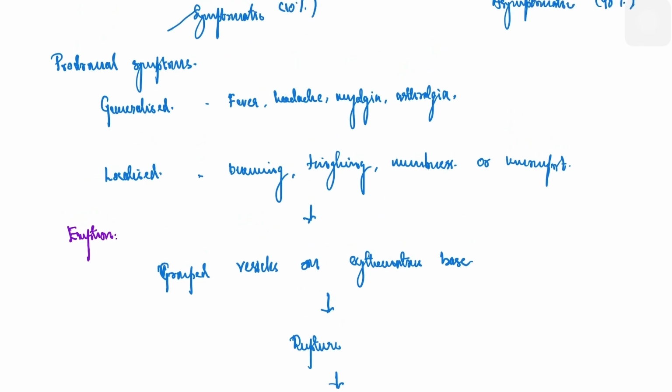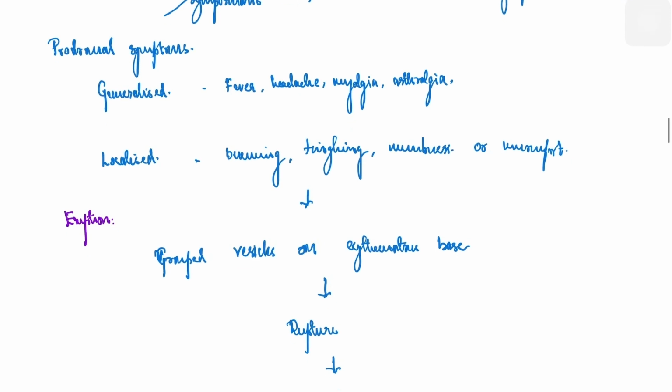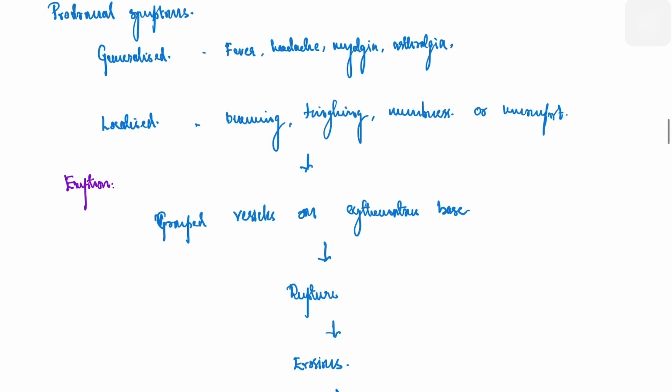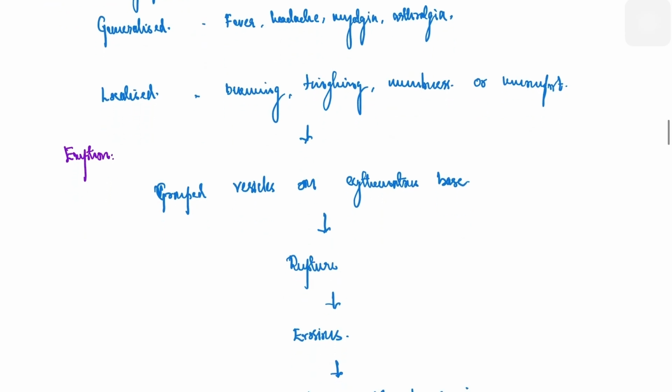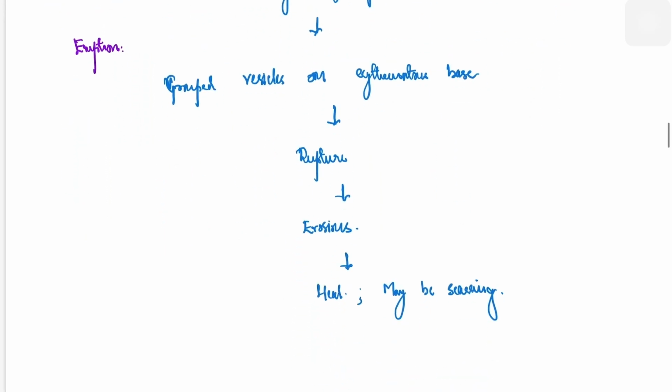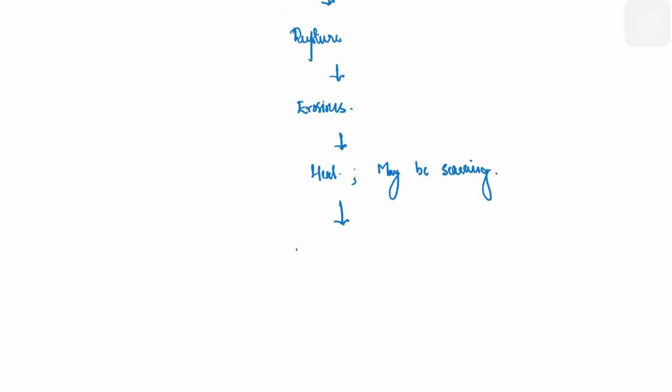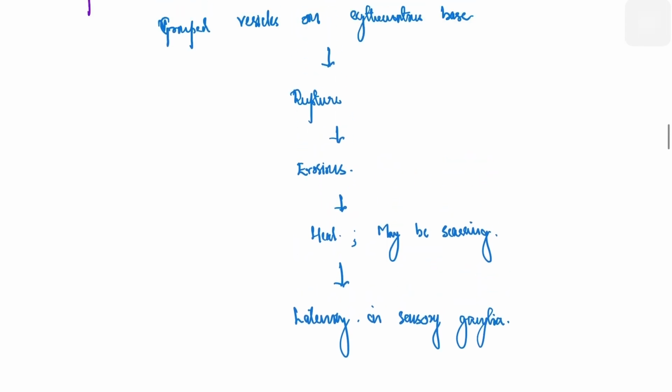So only 10% of the patients are symptomatic. They have prodromal symptoms, followed by an eruption of grouped vesicles on an erythematous base, followed by rupture of the vesicles. They heal, sometimes with scars. Then they go into latency in the sensory ganglia.